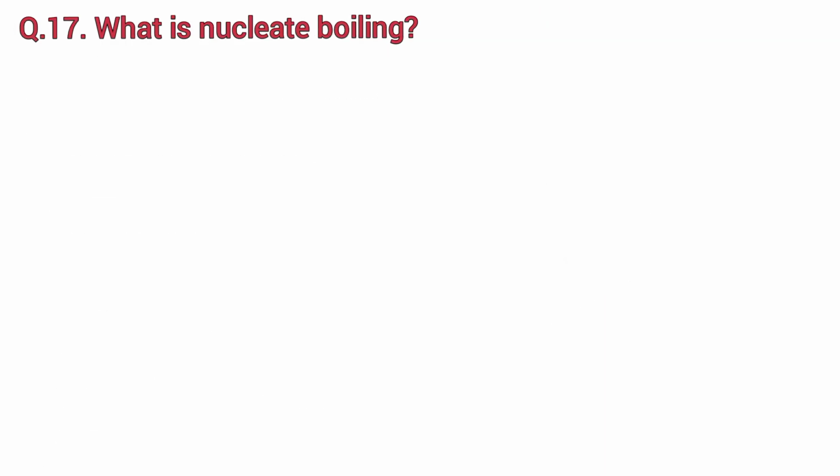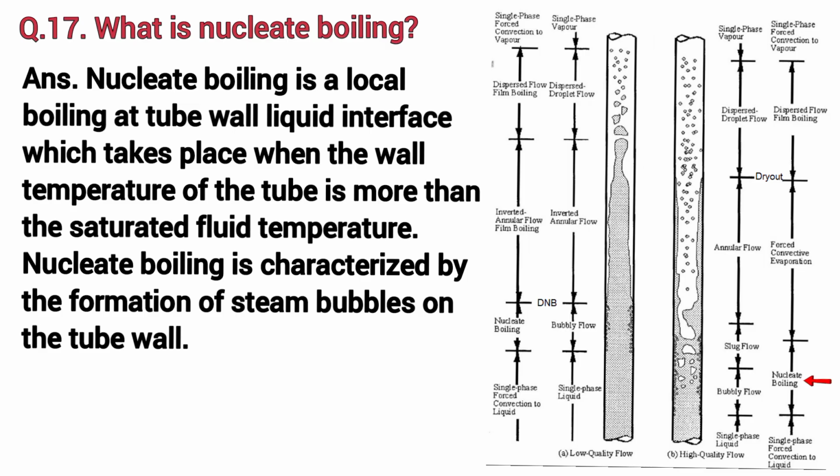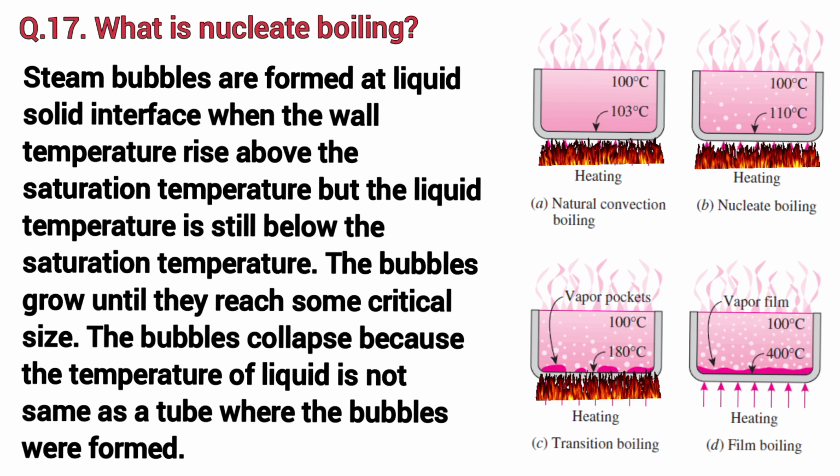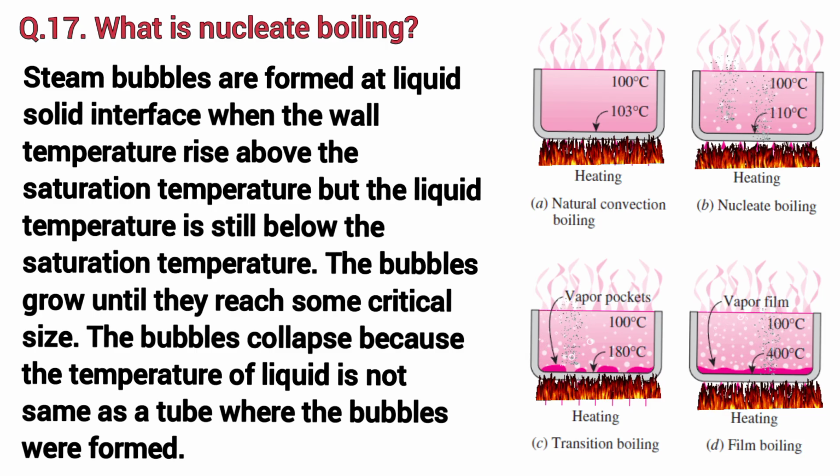What is nucleate boiling? Nucleate boiling is a local boiling at tube-wall liquid interface which takes place when the wall temperature of the tube is more than the saturated fluid temperature. Nucleate boiling is characterized by the formation of steam bubbles on the tube wall. Steam bubbles are formed at liquid-solid interface when the wall temperature rises above the saturation temperature but the liquid temperature is still below the saturation temperature.